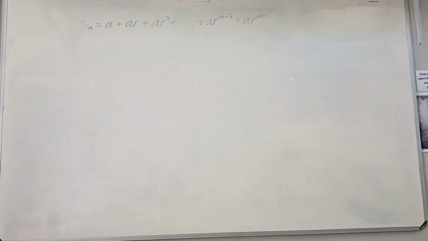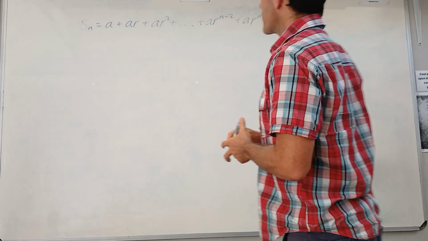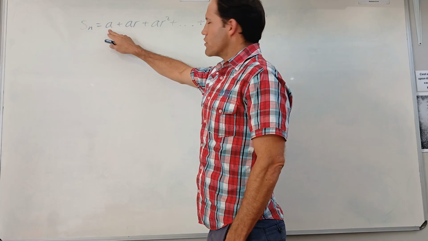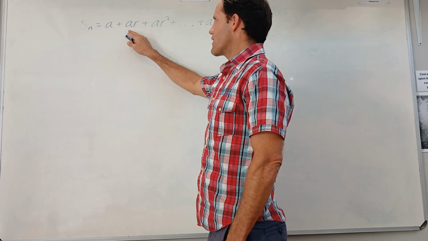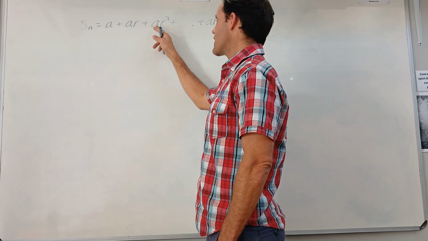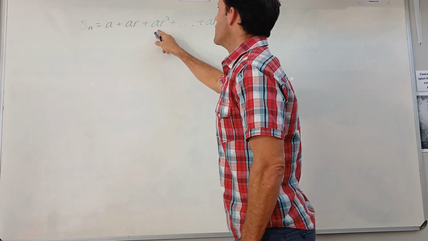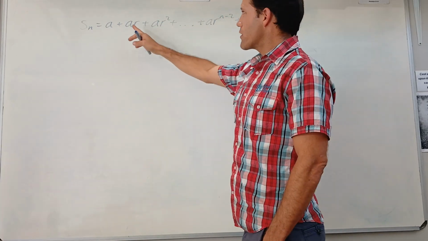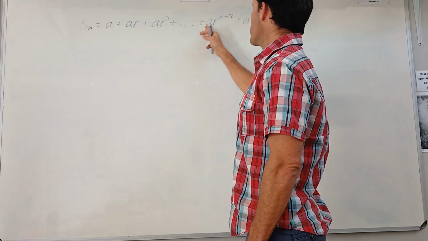Okay, so with the geometric one, remember with geometric, you also start with a, the first term, and then the second term is a times r. So you multiply by the ratio. Third term is a times r to the power 2. So now we don't add the difference, we multiply by the ratio when it's geometric.